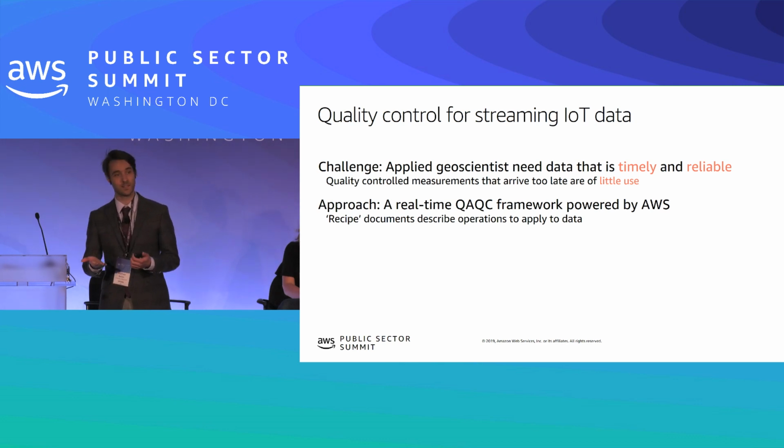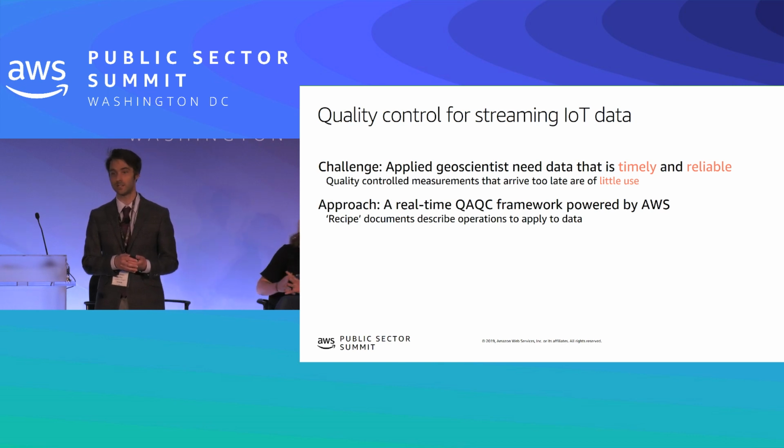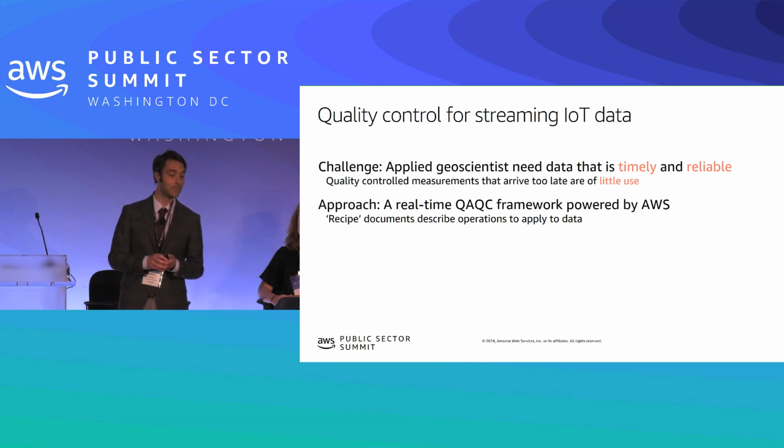So timely in the sense that if the data arrives too late, it's not going to be of much use to emergency management. It's not going to be of much use to providing alerts. At the same time, the data needs to be reliable. So essentially not too many false positives or false negatives. If you don't detect a flood event, that's a major problem. And if you detect too many false positives, that's also a problem because people will no longer trust your data.